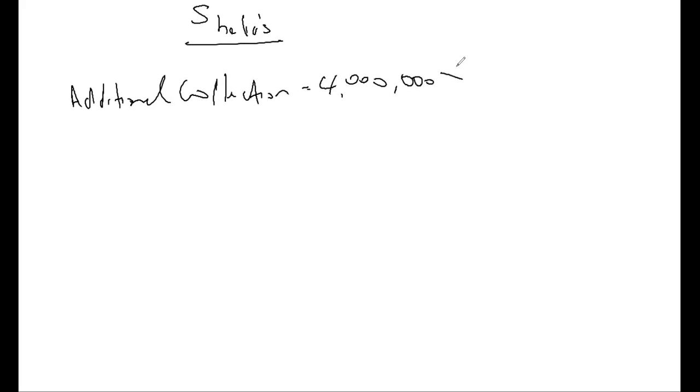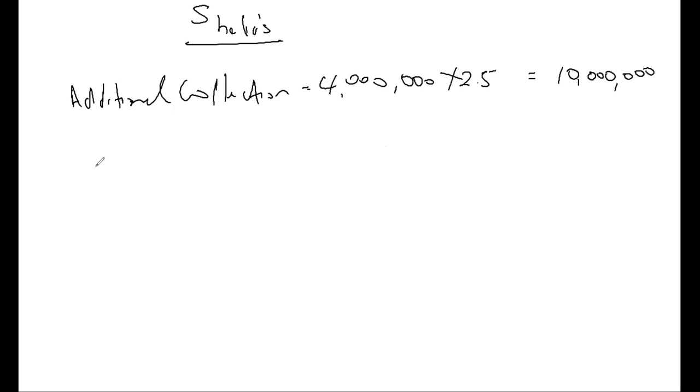Sheila's work. Okay, so let's start with the additional collection. So additional collection would equal the 4 million multiplied by the number of days. That's sped up by 2.5. So the additional amount collected would be 10 million, right? It's 4 million, so it's going to be 10, right?